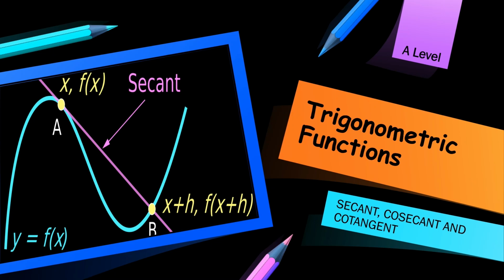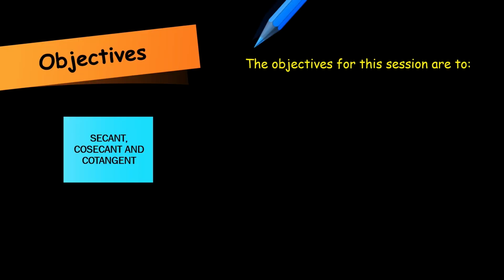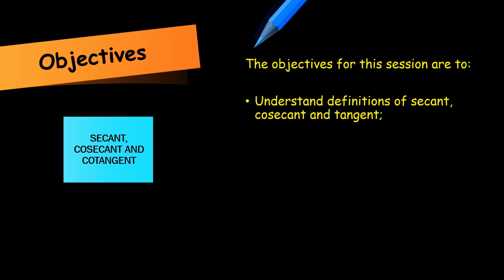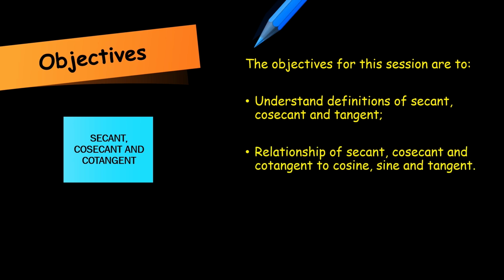Welcome to the session on trigonometric functions, secant, cosecant and cotangent. The objectives for this session are to understand the definitions of secant, cosecant and cotangent and their relationship to cosine, sine and tangent.